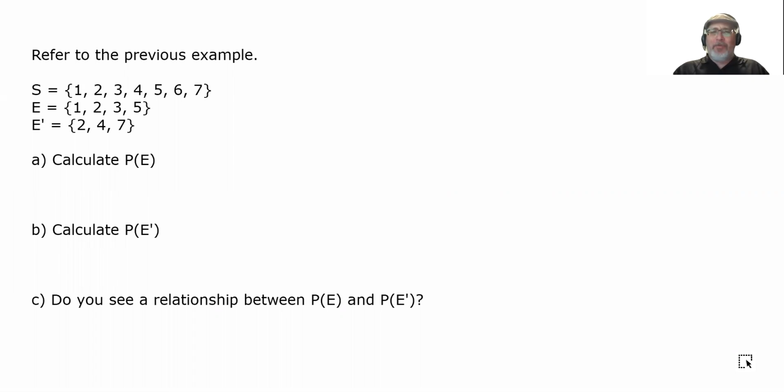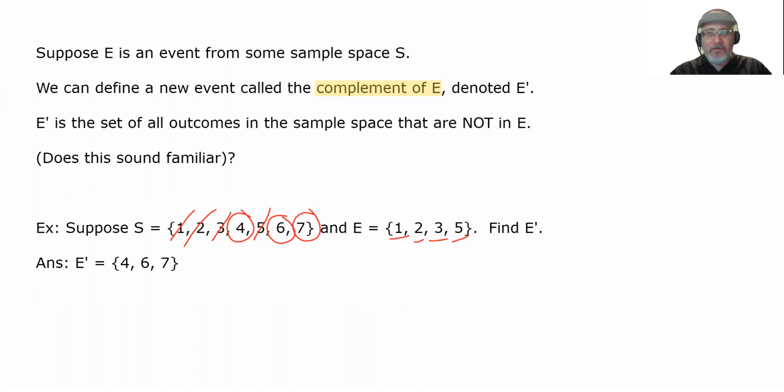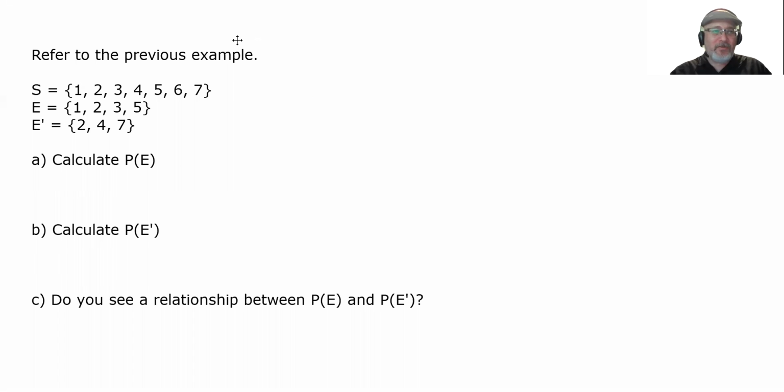Let's refer to the previous example, where our sample space was 1, 2, 3, 4, 5, 6, 7. Event E was 1, 2, 3, 5. And E complement was, that's not right. How about 4, 6, 7? Do you see why these two are not complements? If there were complements, then everything that's missing from E would be in E complement. E complement should have 6. But there's another reason they're not complements. E complement has something it's not supposed to have. E has 2, so does E complement.